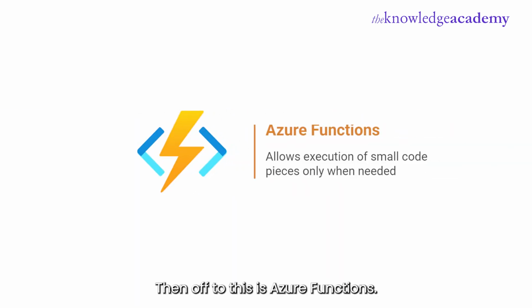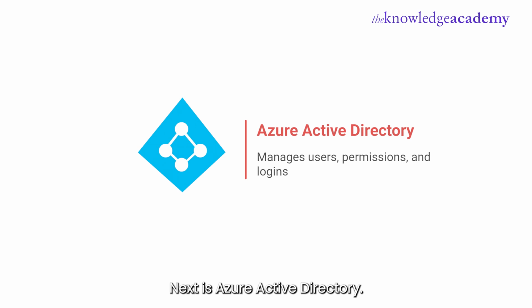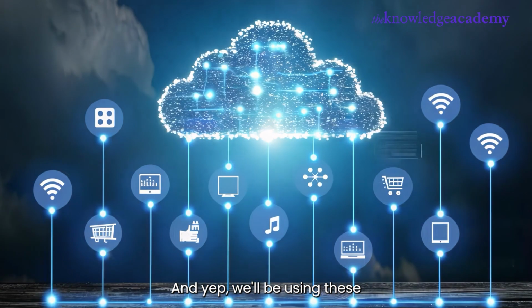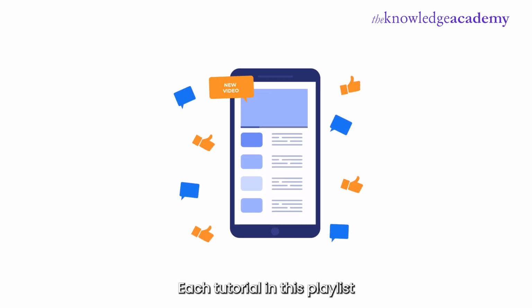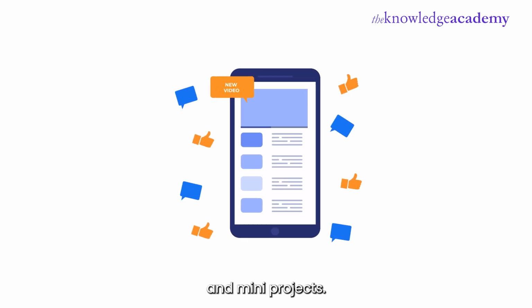Then after this is Azure Functions. This is used for writing tiny pieces of code that run only when needed. Next is Azure Active Directory. This is used for managing users, permissions, and logins. And yep, we'll be using these, not just talking about them. Each tutorial in this playlist will walk you through actual use cases, hands-on examples, and mini projects.